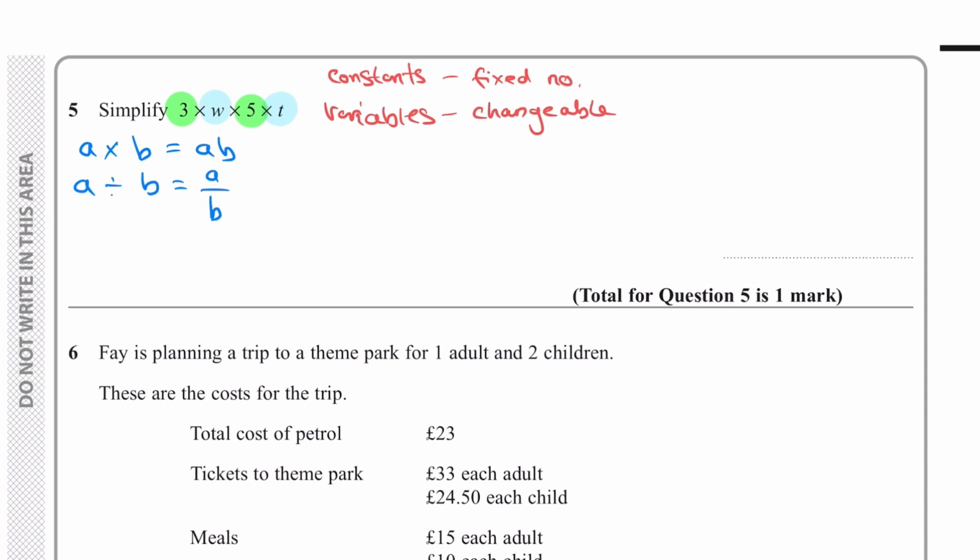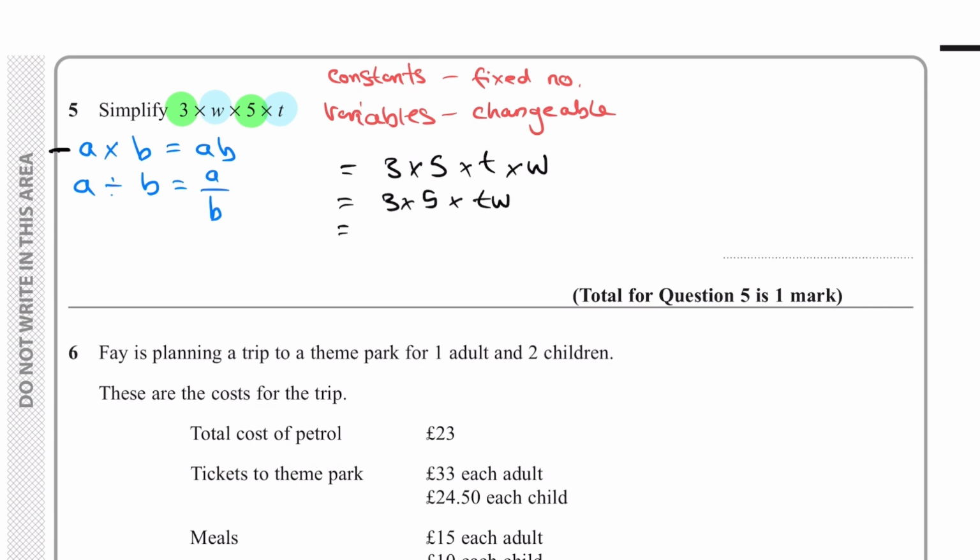We start by rewriting the expression to group the constants and variables together. As a mathematician, it's good practice to arrange your variables in alphabetical order. So, we write 3 times 5 times t times w. Step 2. We apply efficient notation by combining the variables. Instead of writing 3 times 5 times t times w, we write 3 times 5 times tw.